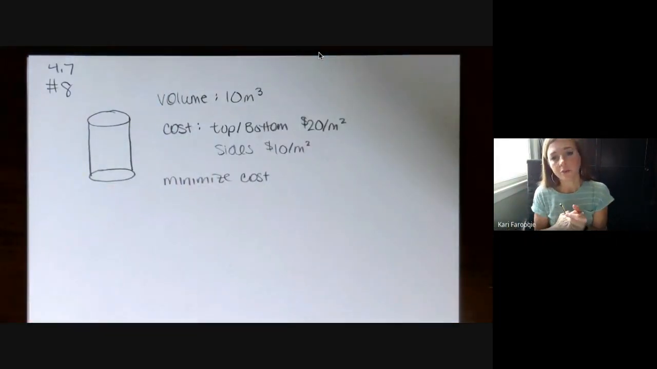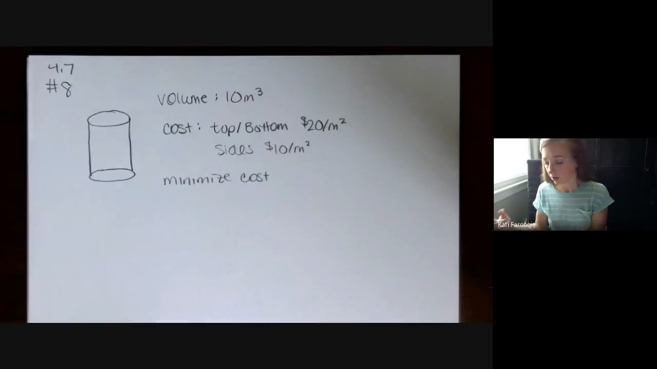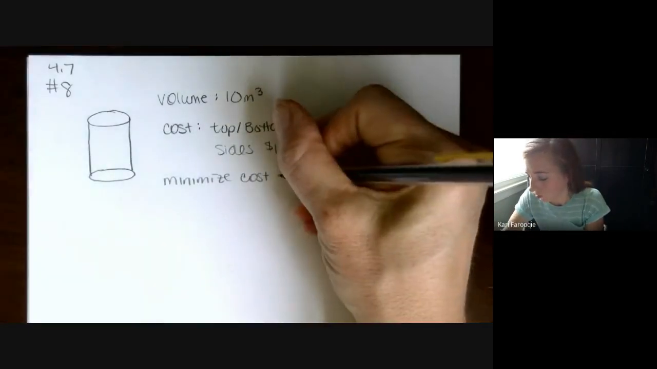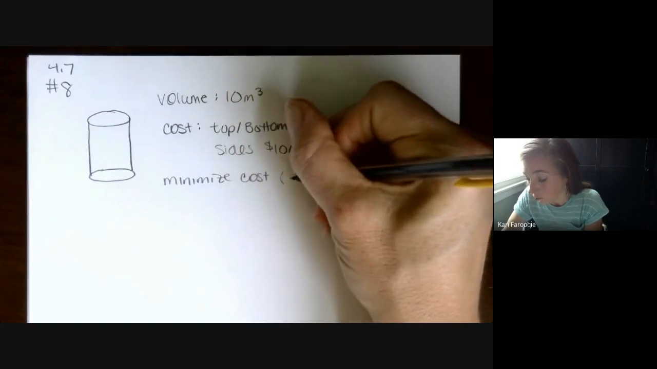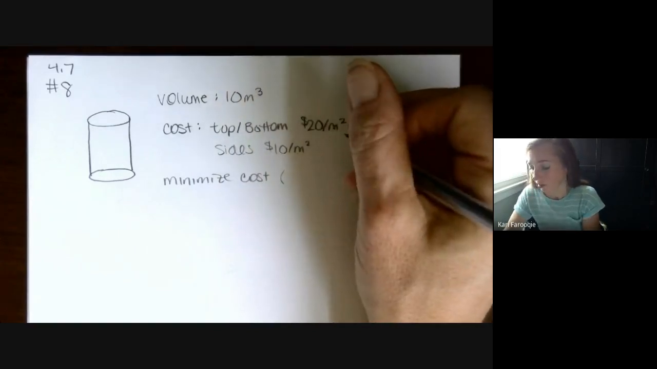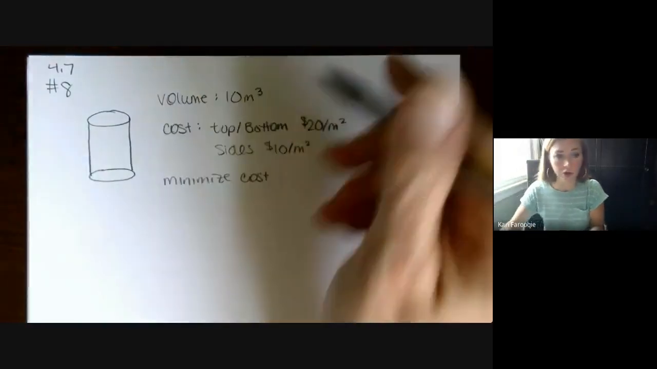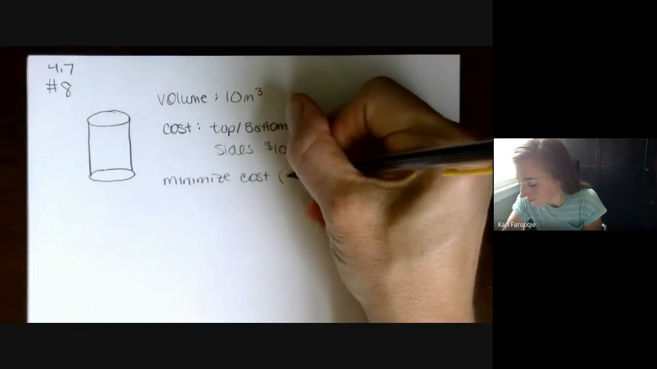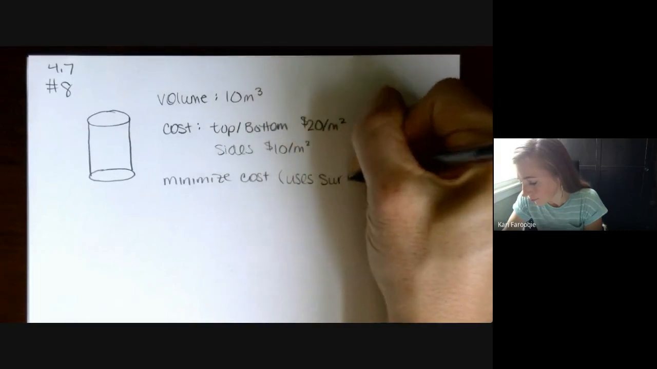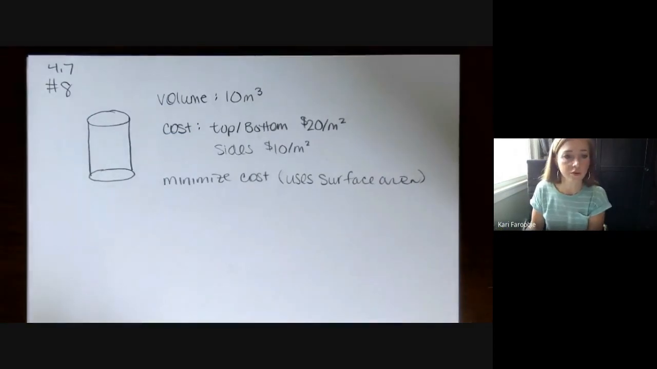All right, so we need to set up 2 equations. One of them will be a volume equation, and the other one will be a cost equation. Now, the cost equation is going to discuss surface area. So if we're minimizing the cost, we're minimizing the surface area. Well, I don't want to say that. We're minimizing the cost, but the cost has to do with the surface area of the materials that we use. So we'll say that.